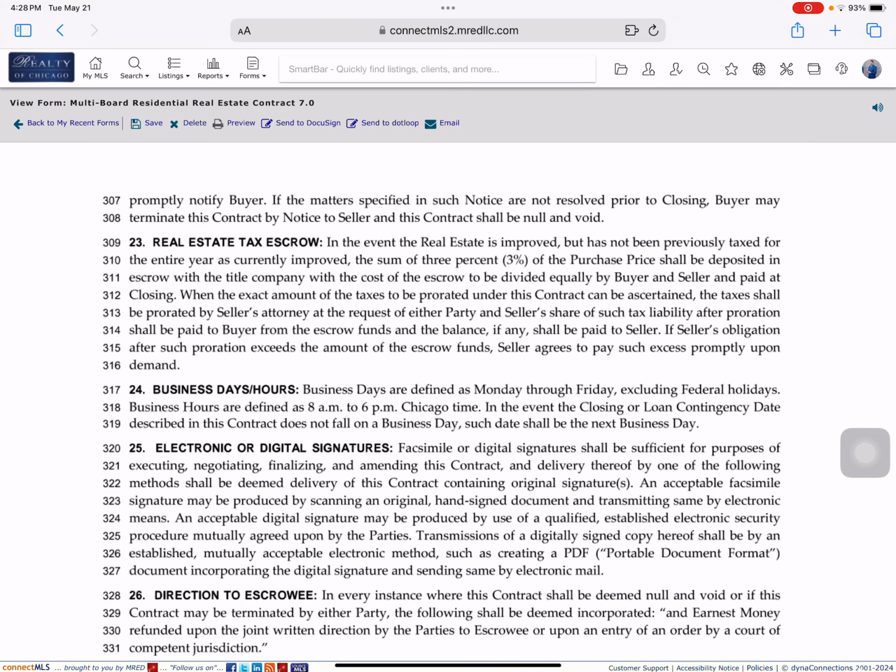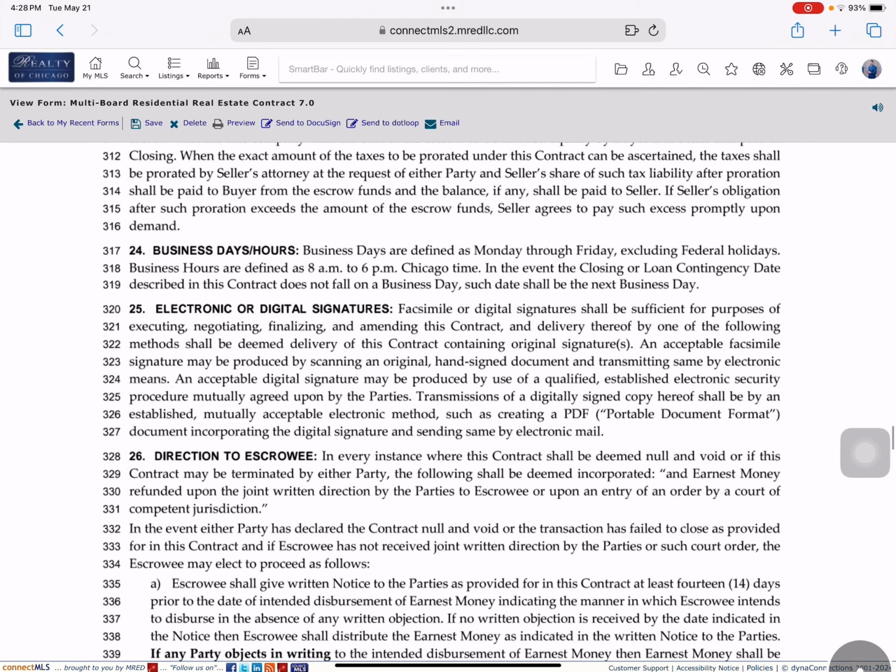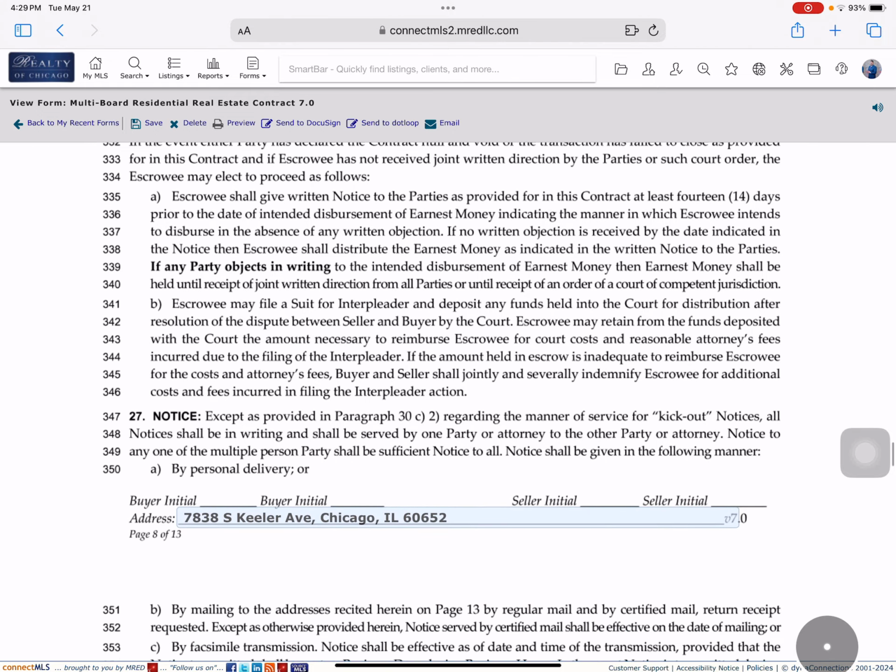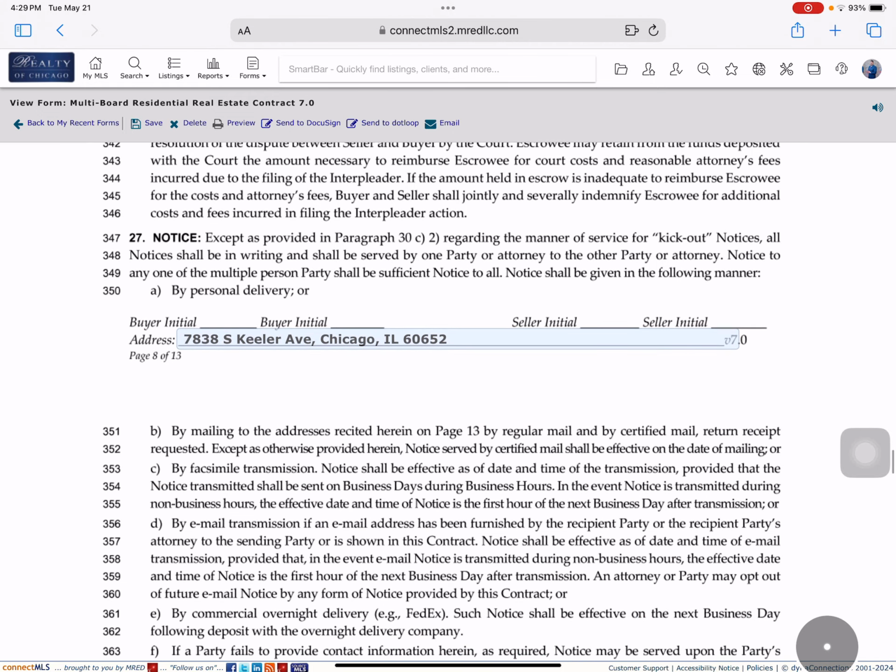All right, guys, so starting on page 8, this is again more informational. So you want to make sure that you go over it with your client and make sure that they initial right below line 350 where it says buyer's initials.